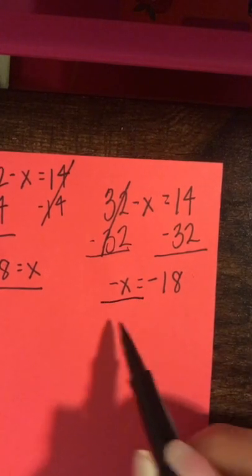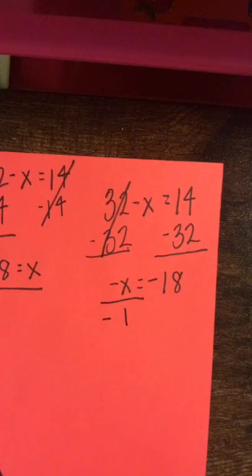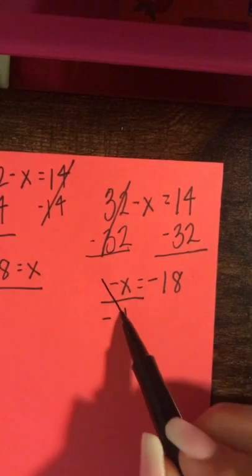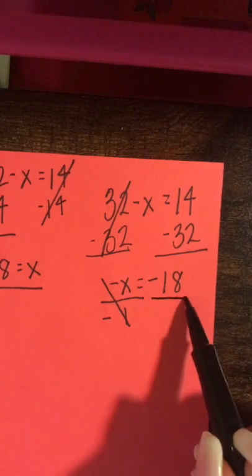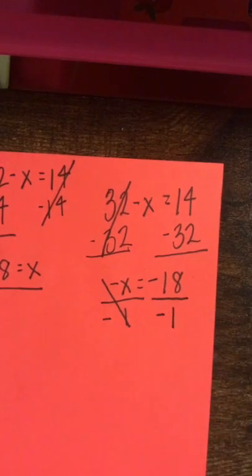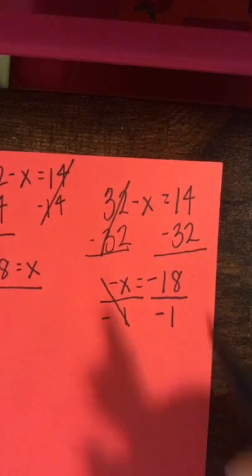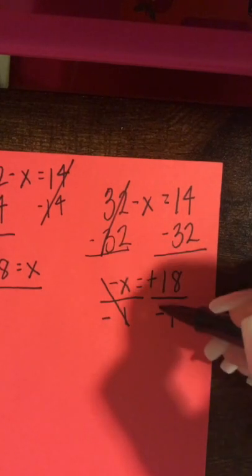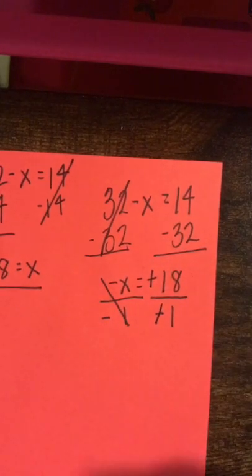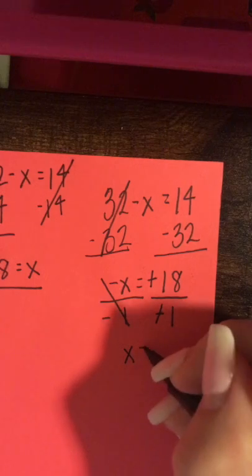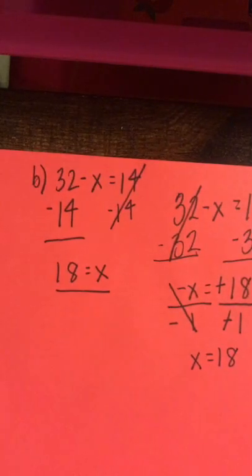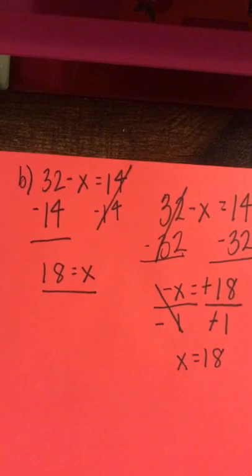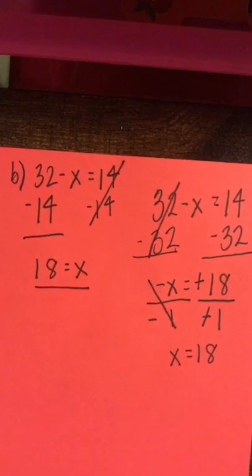So what you can do is you can divide by negative 1. This will get rid of that negative sign. So then you do the same to the right side. You will divide by negative 1. So this will also get rid of these negative signs, okay? So then your answer will be x equals 18. So in both ways, you get the same answer. So you can do whichever one you prefer.